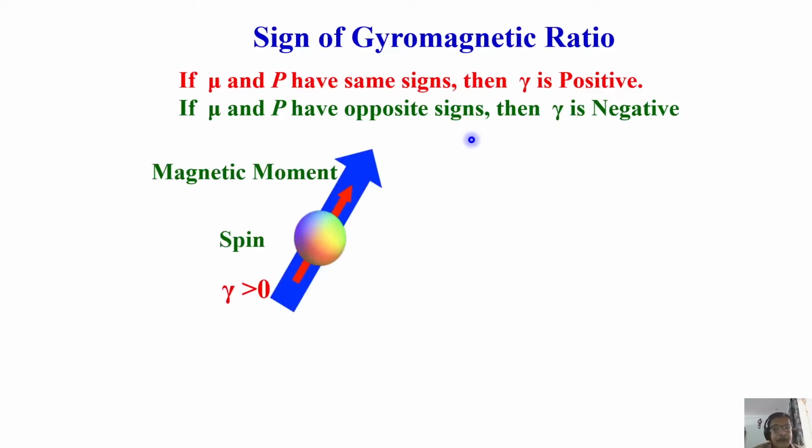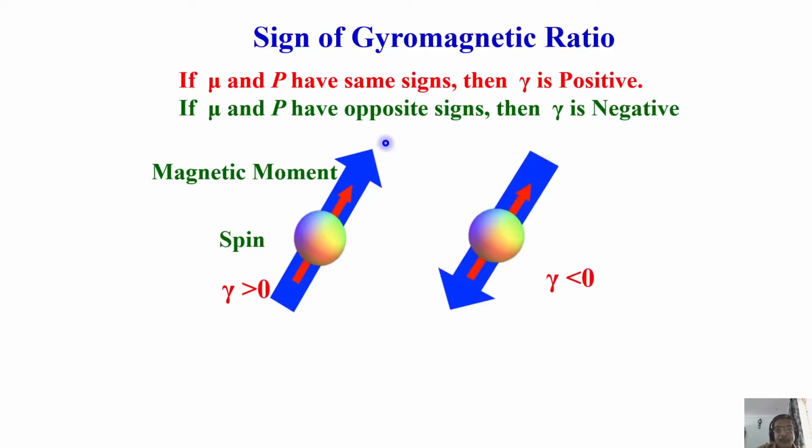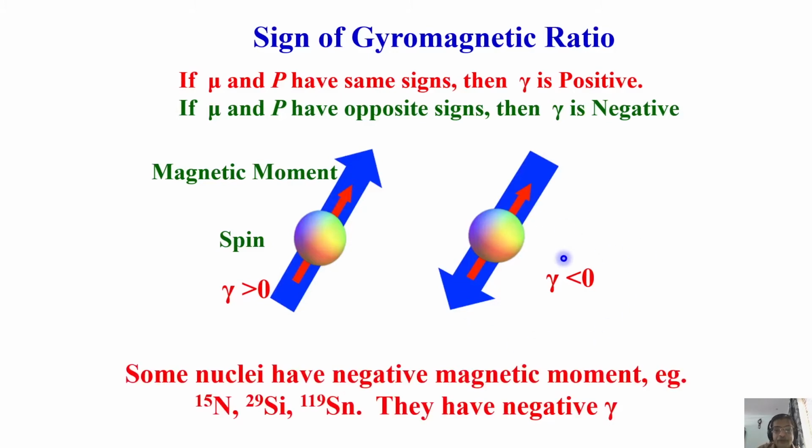Okay. So look at this figure. This is a magnetic moment. Now, in one case both spin and the magnetic moment are in the same direction, and in the other they are in the opposite direction. This is p and mu. When both of them have the same signs, you have gamma greater than 0. In this case, you have gamma less than 0.